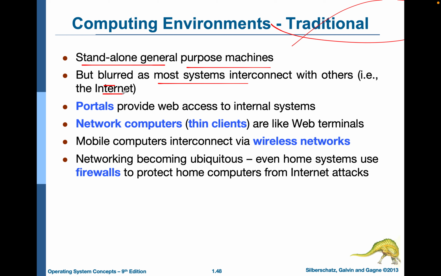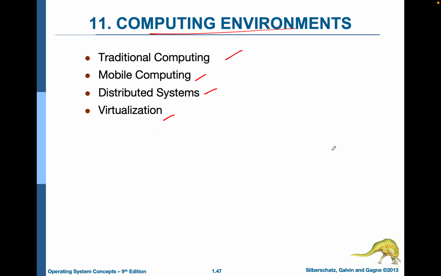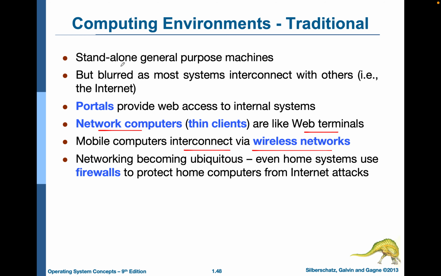In terms of traditional computing, portals provide web access to the internal system also. A network computer is small. It's like a web terminal only. Mobile computers interact via wireless, and we are going to connect to mobile computing later on. Networking becomes ubiquitous. Even home systems use a firewall to protect the home computer from internet attack.